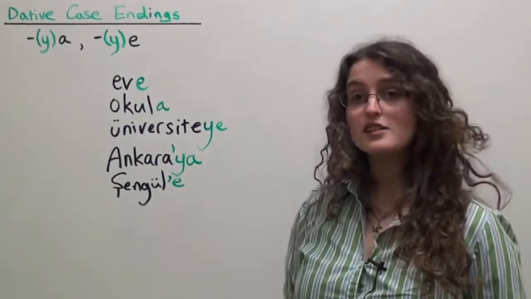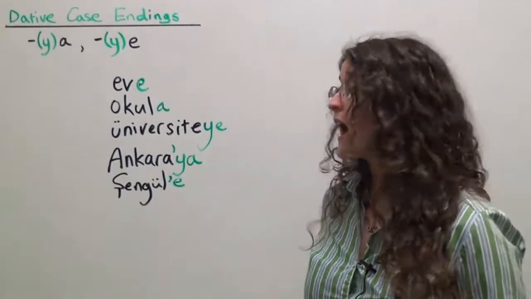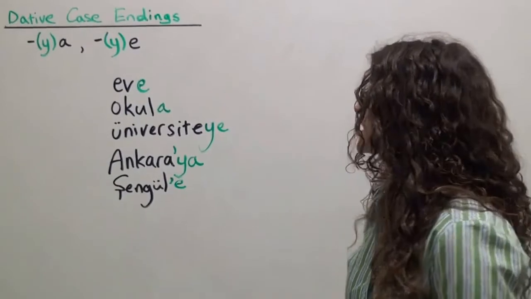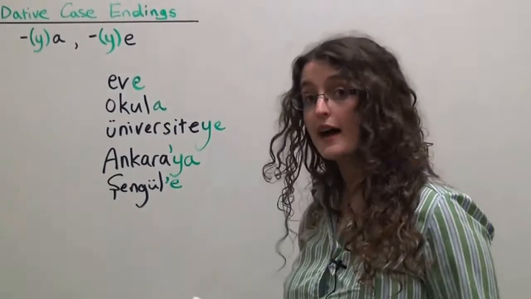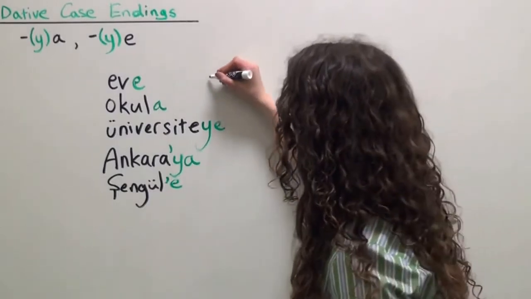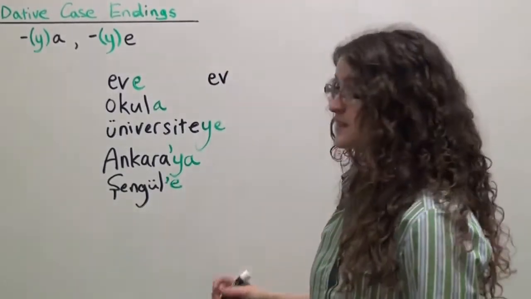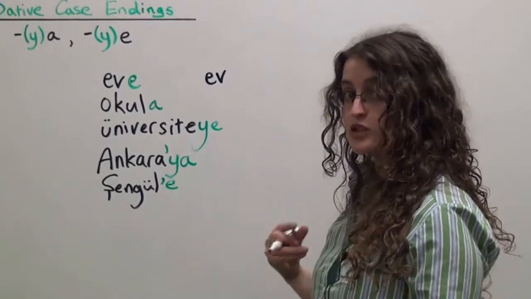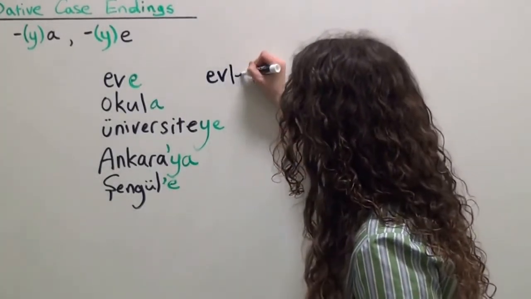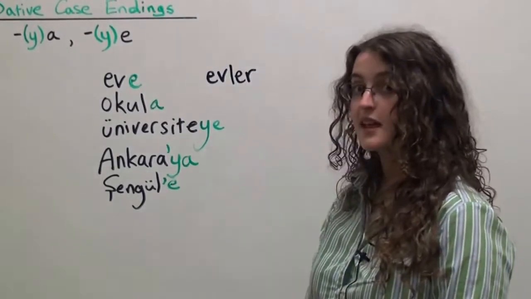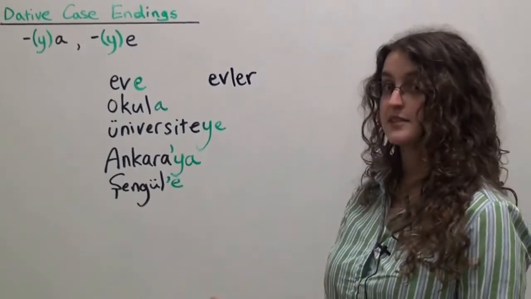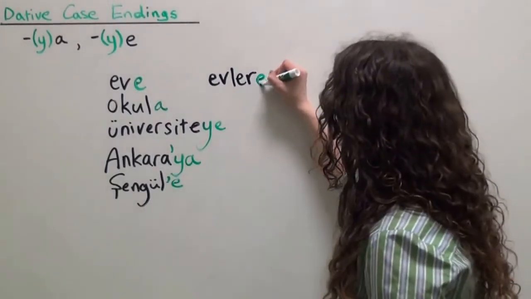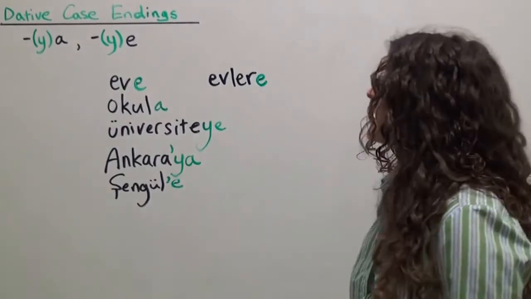Now, we can also add the dative case ending after the plural suffix in Turkish. So here we had to the house. If we want to say to the houses or toward the houses, start with the Turkish word for house, then add the appropriate version of the plural suffix, so evler, houses, and then add the dative case ending. So to the houses or towards the houses is going to be evlere.